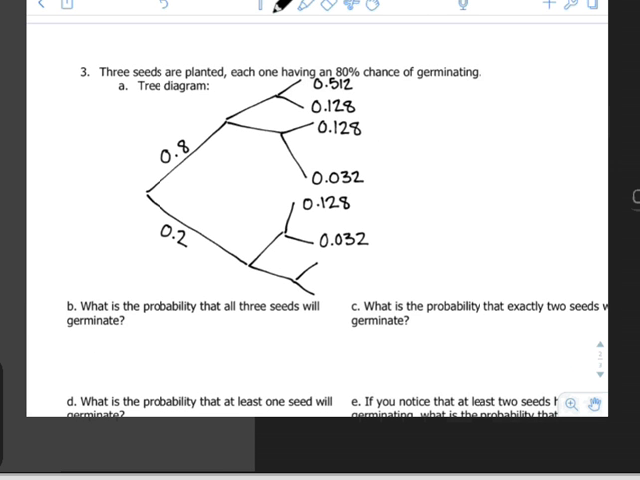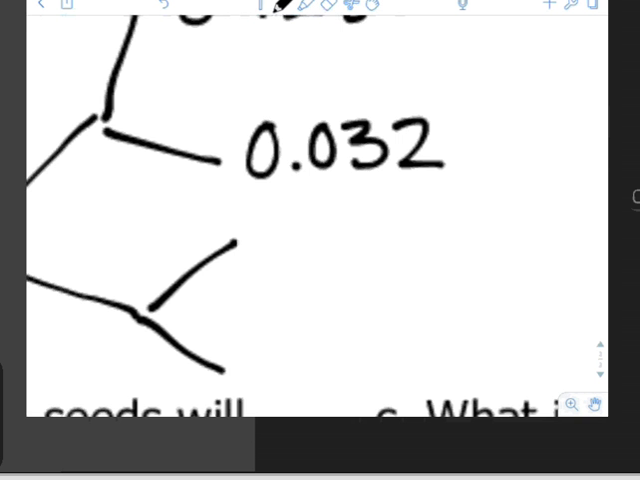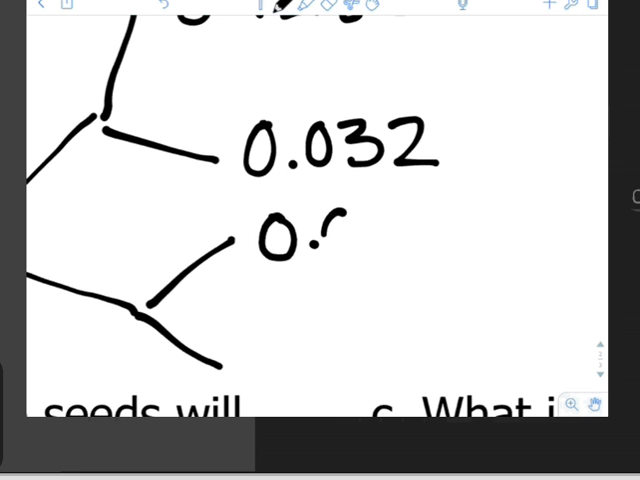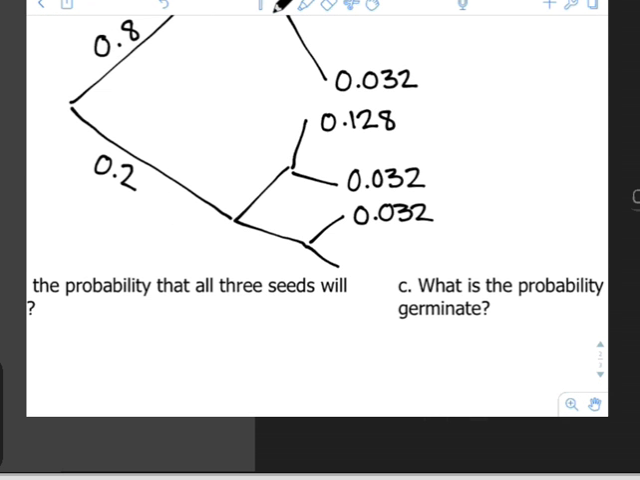And now for the last set. 0.2 and then a 0.2 and then a 0.8. We've had that before. And the very last one we haven't had before, 0.2 and a 0.2 and a 0.2.